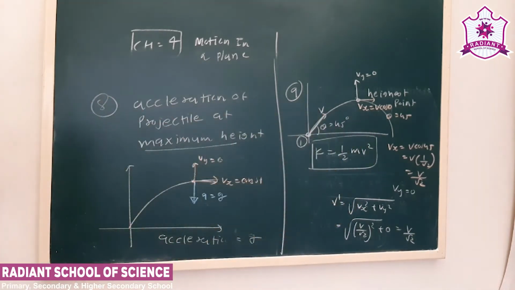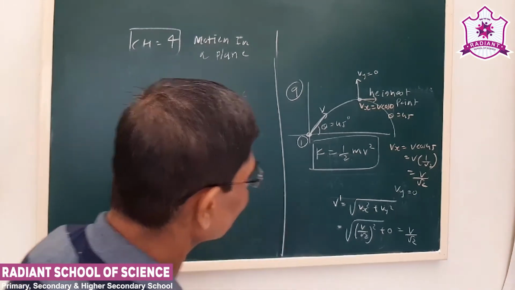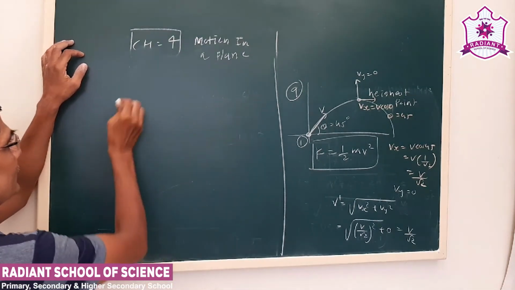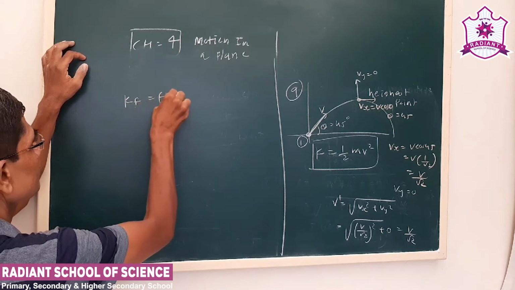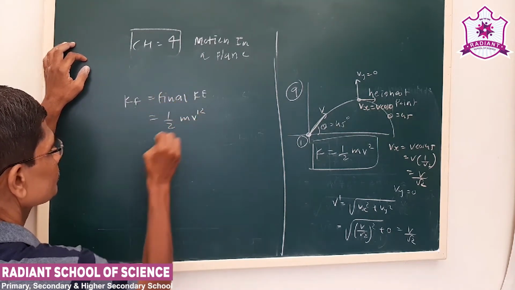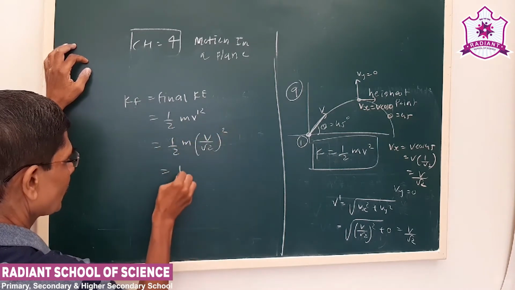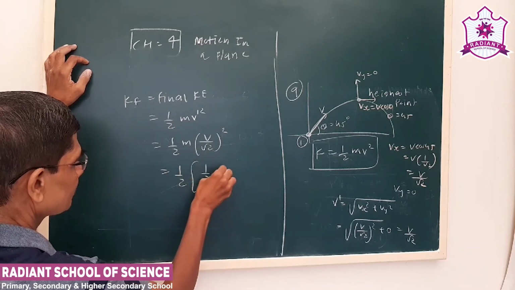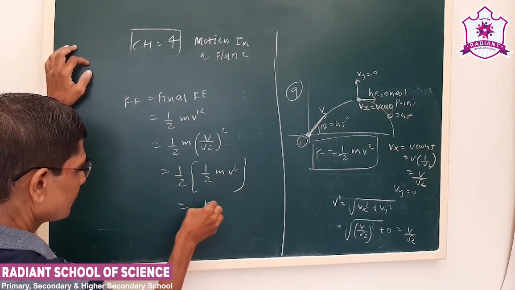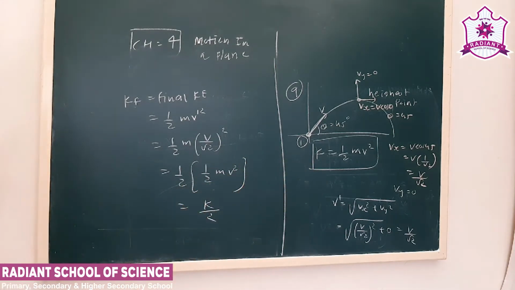Now our question. The initial kinetic energy K is half mv square. So the final kinetic energy, we can write, is 1 by 2 m v dash square, where half mv square is K that we have taken. So at maximum height, the kinetic energy will be K by 2. See the next question.